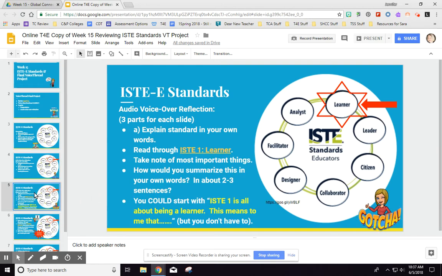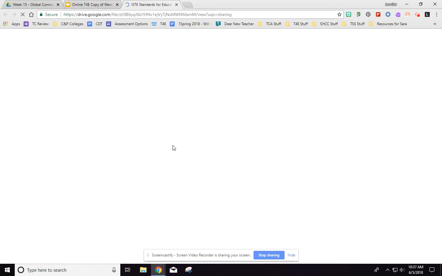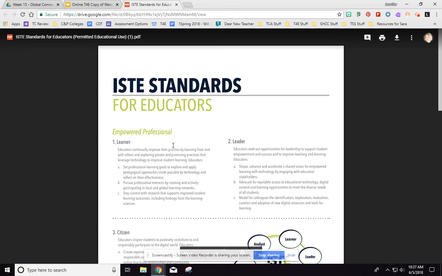All right, so let's go through an example together. Let's choose ISTE 1. And so for the very first part of the audio voiceover, you're going to explain the standard in your own words. So the first thing I would recommend is going to the standards themselves and reviewing them, reacquainting yourself with what they are, and really thinking about what are the most important words that stand out in that standard. So educators continually improve their practice by learning from and with others and exploring proven and promising practices that leverage technology to improve student learning.